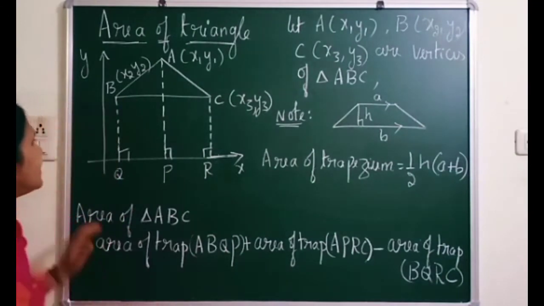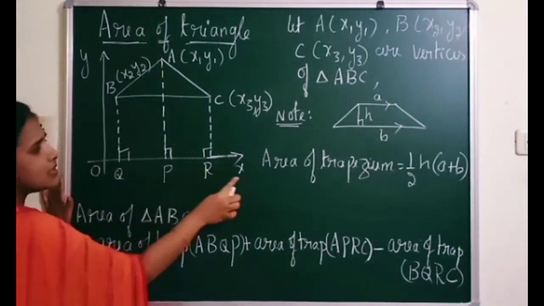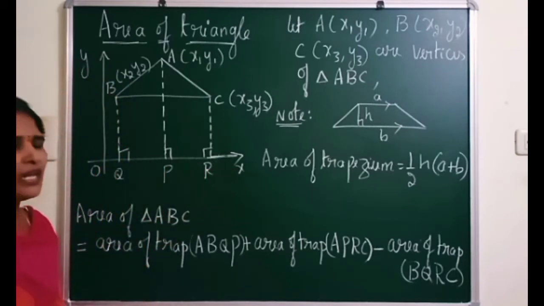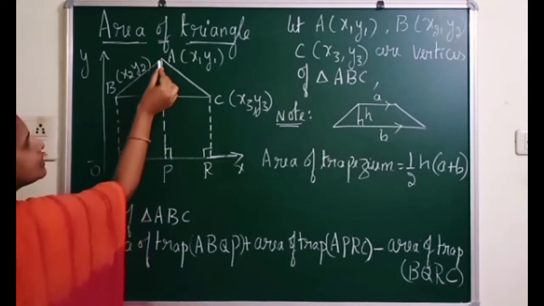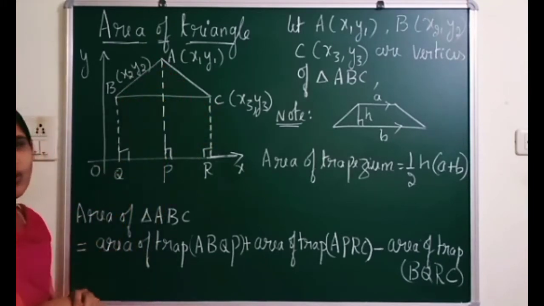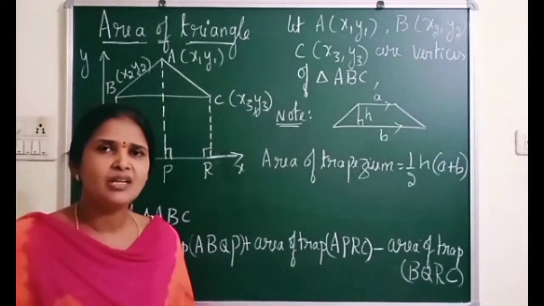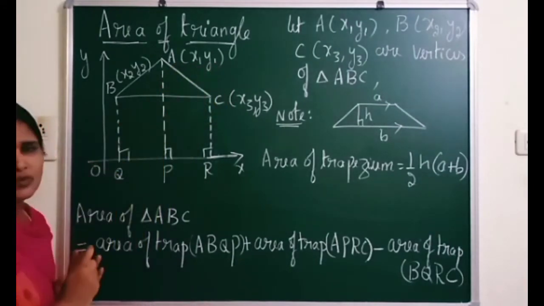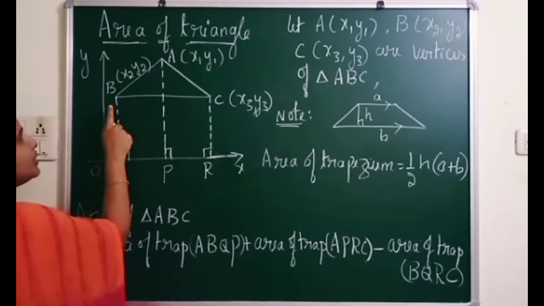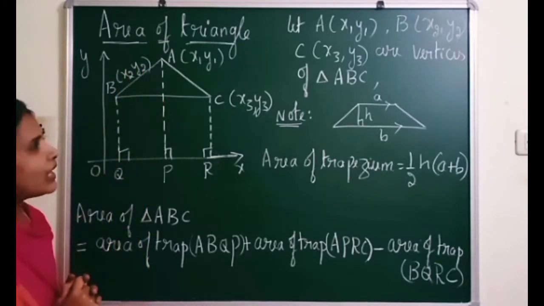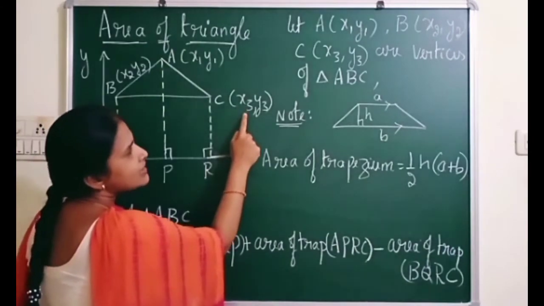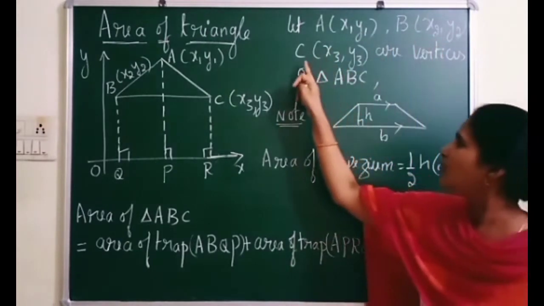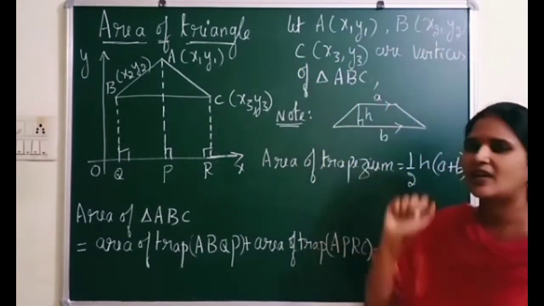So for that, let us take a Cartesian plane. OX is the x-axis, OY is the y-axis. So XOY is a Cartesian plane where I have taken triangle ABC. And you know, any point when you mention in a Cartesian plane, we need ordered pairs. So point A, let it be x1, y1. And the point B, let it be x2, y2. And the third point C, ordered pairs are x3, y3. So let A (x1, y1), B (x2, y2), C (x3, y3) be the vertices of triangle ABC.